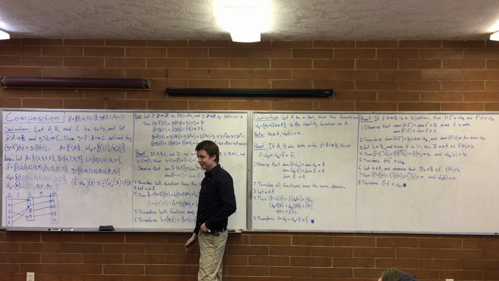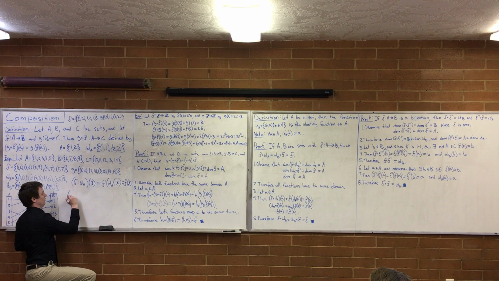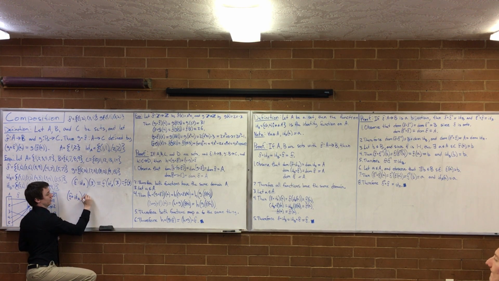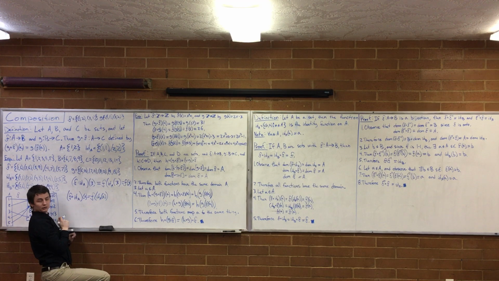Why is it that? Let's do it in general. f composed with the identity on A of x is equal to f of the identity on A of x, right? You good with this? What does the identity function do? It just maps whatever you give it back to itself.